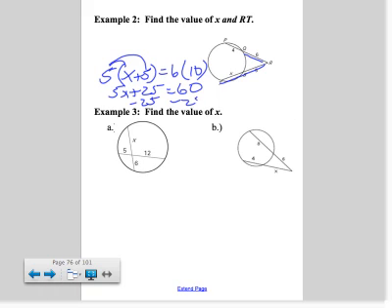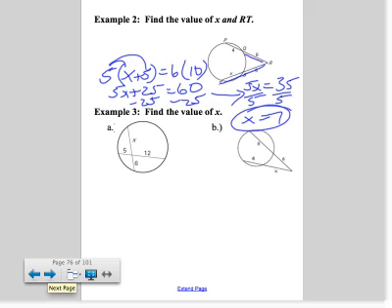Subtract your 25 from both sides, so you get 5X is equal to 60 minus 25, which is 35. Divide both sides by 5, X equals 7. Okay, if X is 7, then it's pretty obvious that RT has to be 7 plus 5, which is 12.